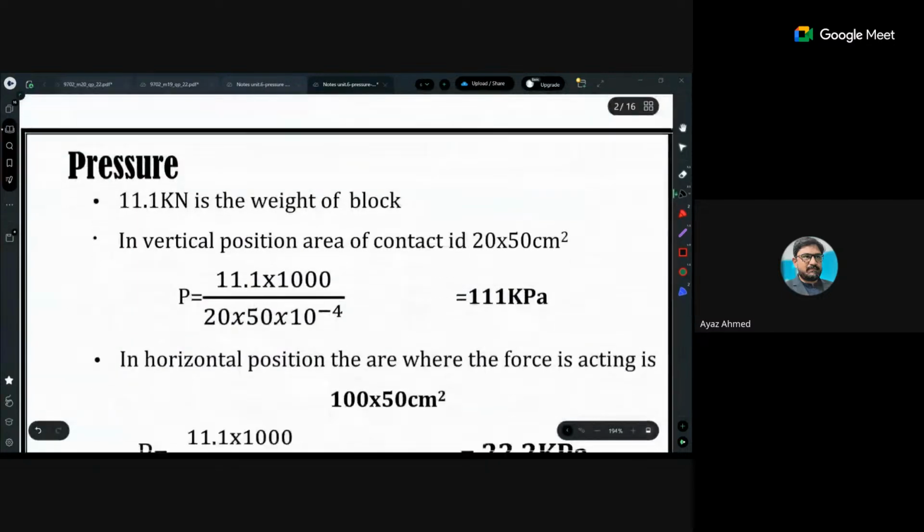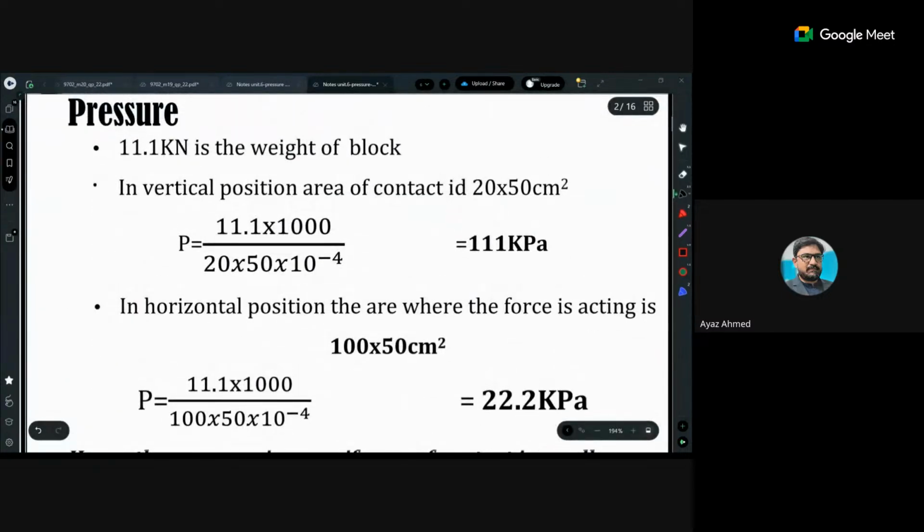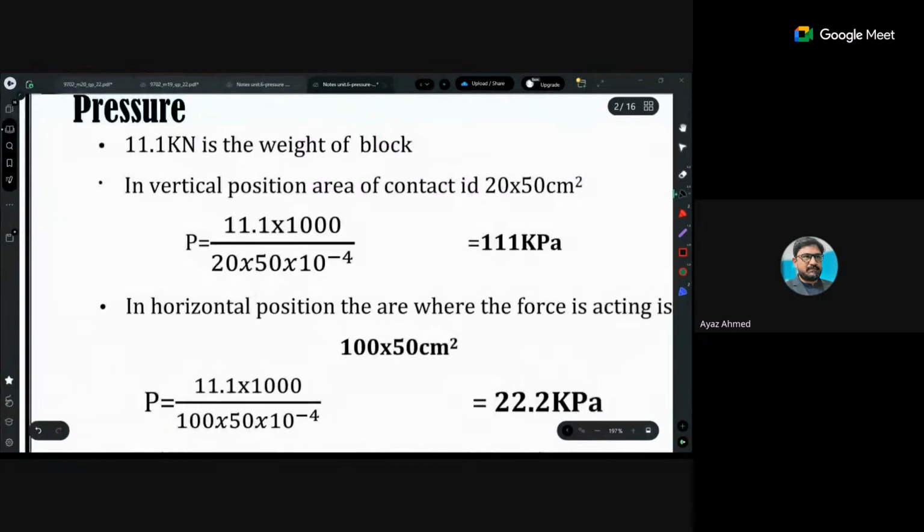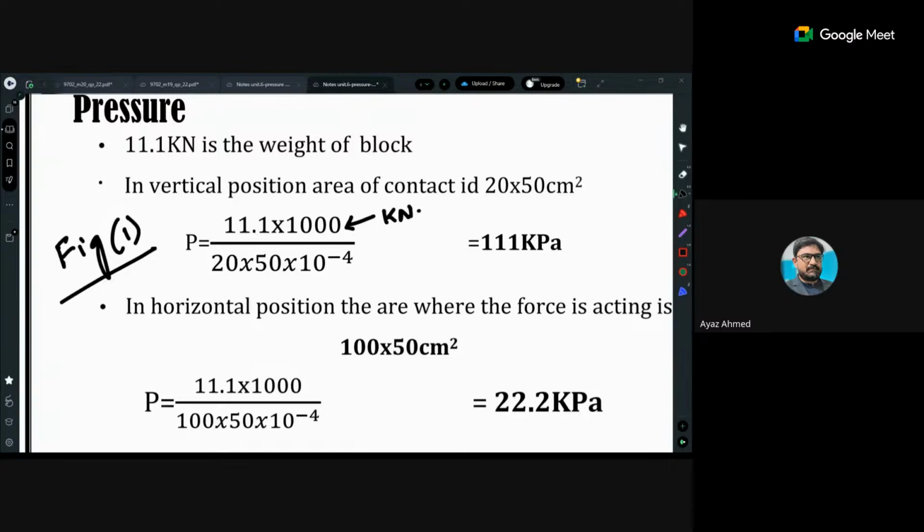So let's have the calculations for this problem. In diagram number one, this is the calculation for figure one. That is 11.1 into 1000, just to convert from kilonewton to newton, right? I have converted it from kilonewton to newton.